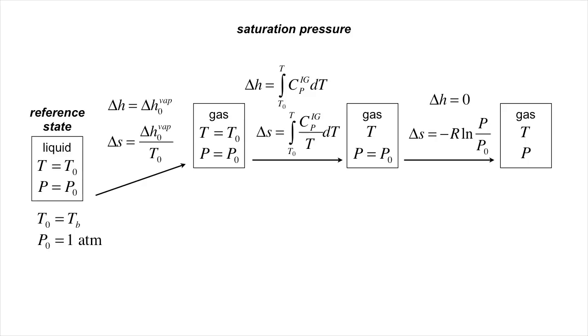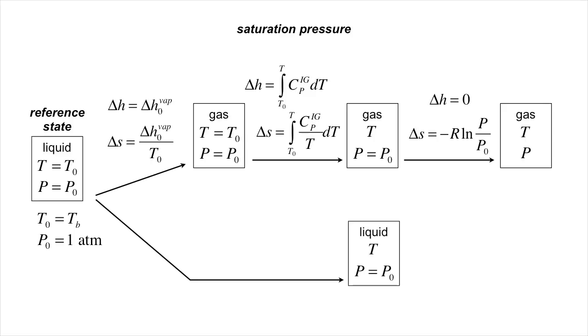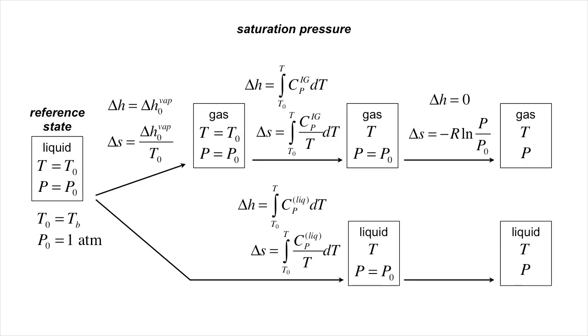Meanwhile, for the liquid, starting from our common reference state again, we need to heat or cool to a new temperature T, and then change the pressure from P0 to P. The first leg involves integrating the liquid heat capacity. But if we're assuming moderate pressures, delta H and delta S along the second leg will be 0 for an incompressible liquid. Note that the pressure and temperature we want to consider might be lower than in our reference state.